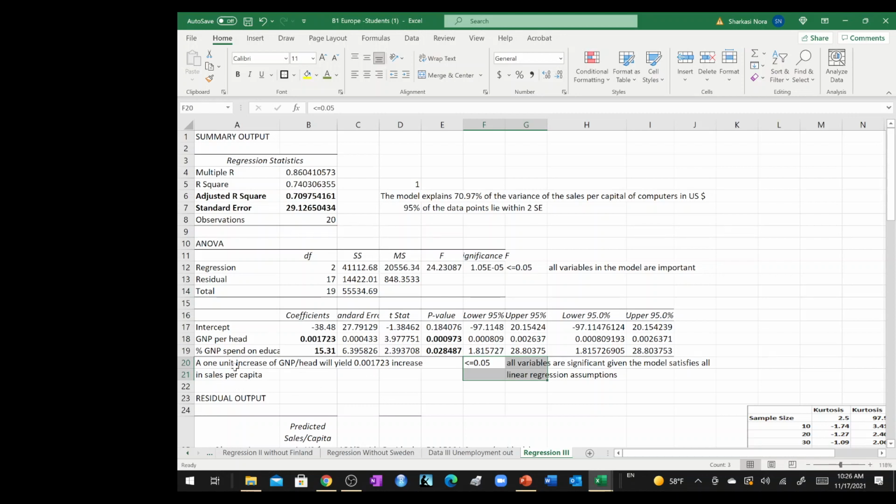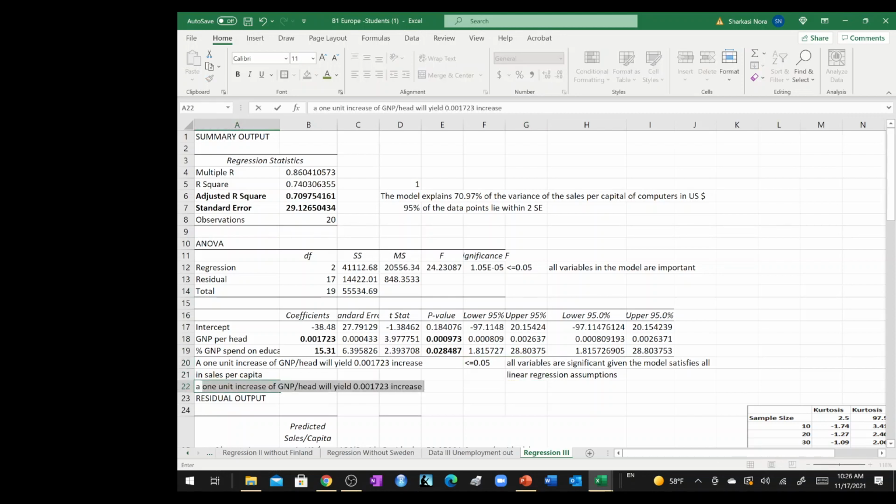So over here, you can transform this into the following. $1,000 is spent, or an increase in spend of GNP per head, yields, let's put the dollar sign, $1.723 increase in sales per capita. So that is awesome, isn't it? Right there.